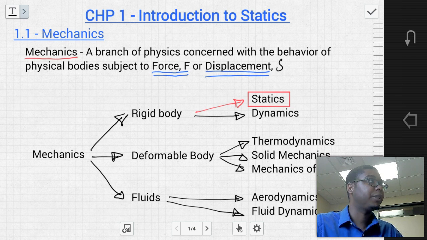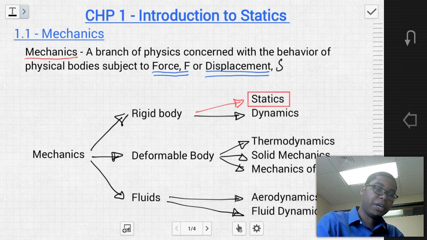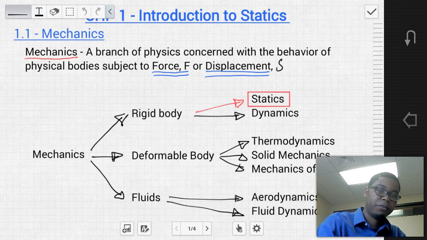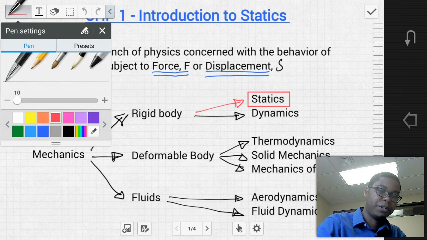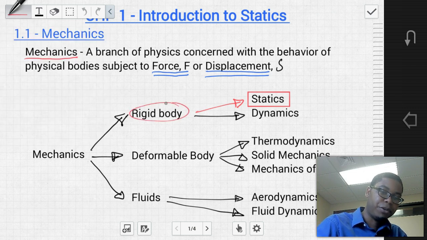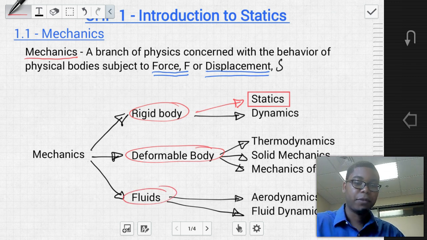So statics. Statics is along the branch of basic mechanics. Mechanics is a branch of physics concerned with the behavior of physical bodies that are subject to either force or displacement. Mechanics can be subdivided into three subcategories, which are rigid bodies, deformable bodies, and fluids.